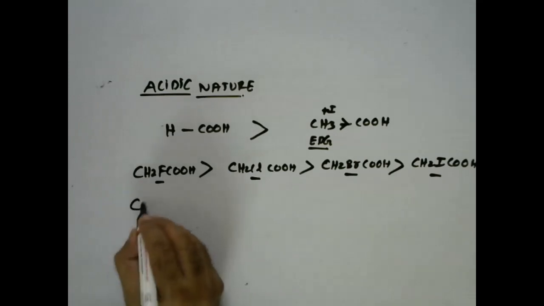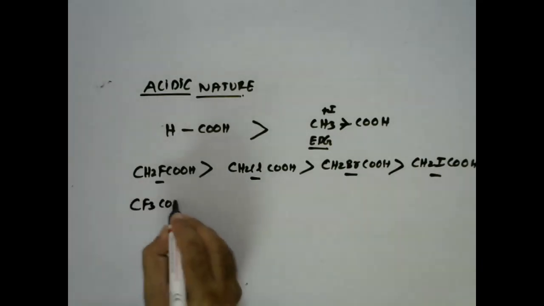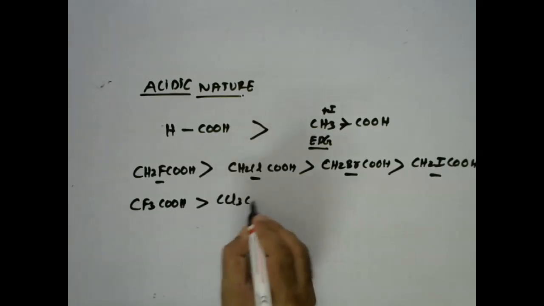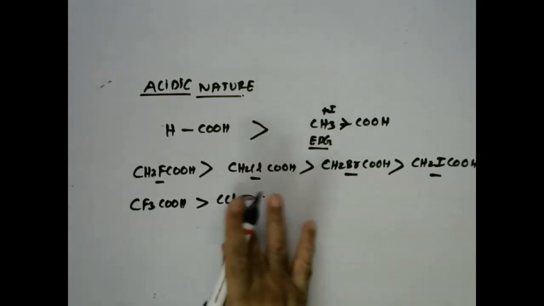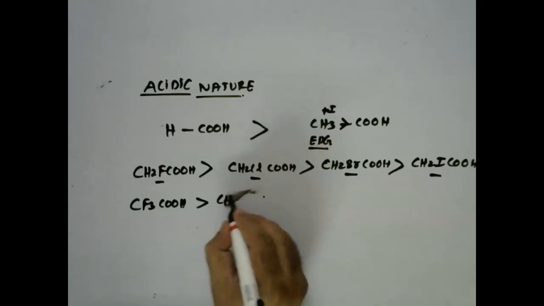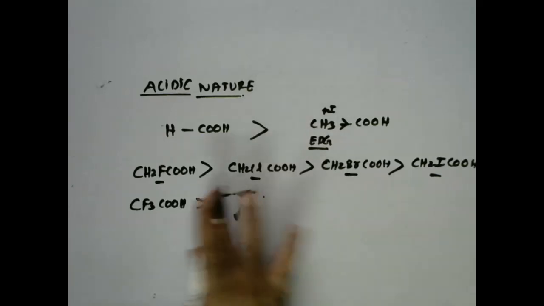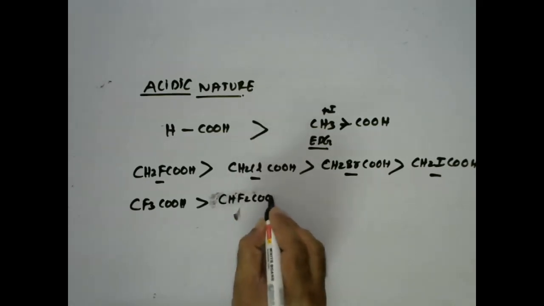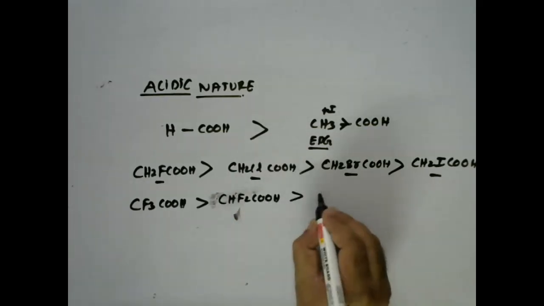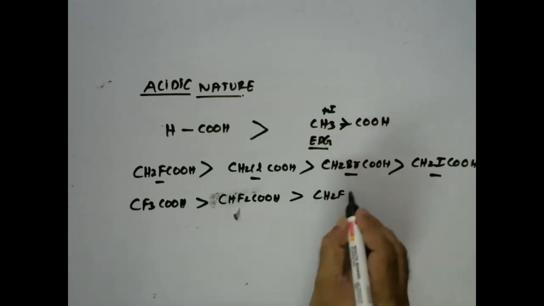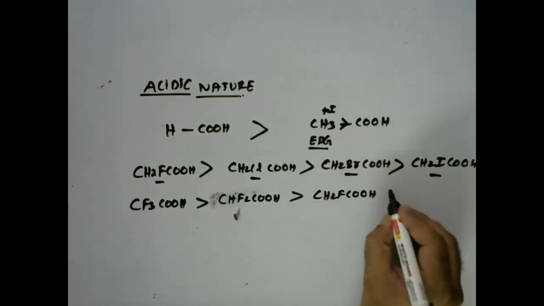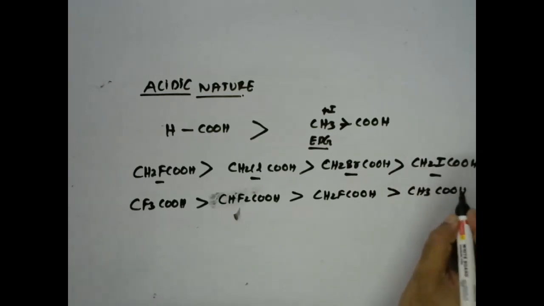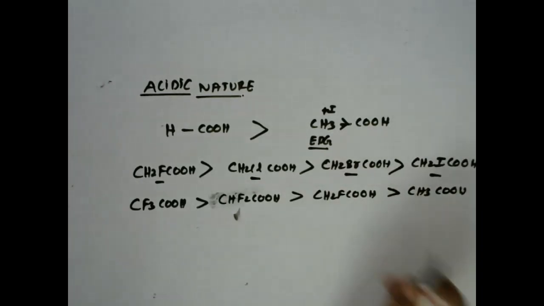Now let's see this example. We have trifluoroacetic acid, trichloroacetic acid, or we can have difluoroacetic acid, fluoroacetic acid, and we can have only acetic acid. So the one having 3 withdrawing groups is going to be better than 2, then 1, and then none.